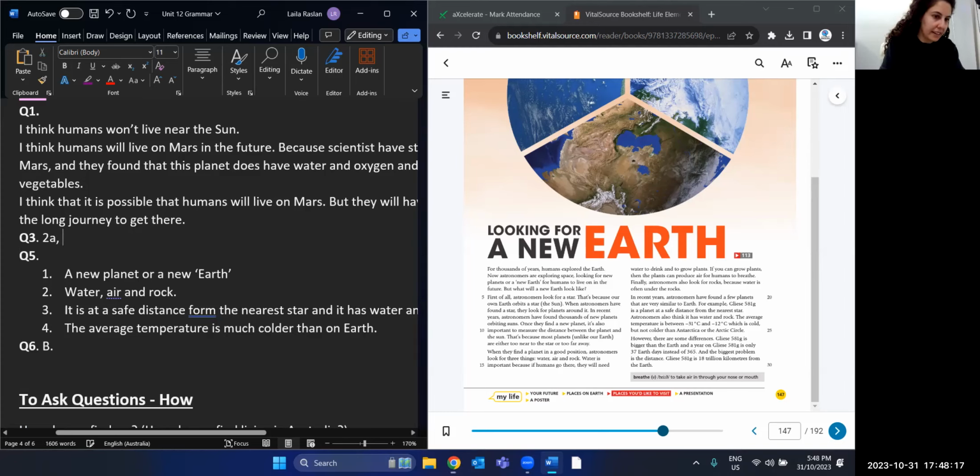So it was 2A, 5B, 1C, 3D, 4E. Okay, let's find these words in the article.